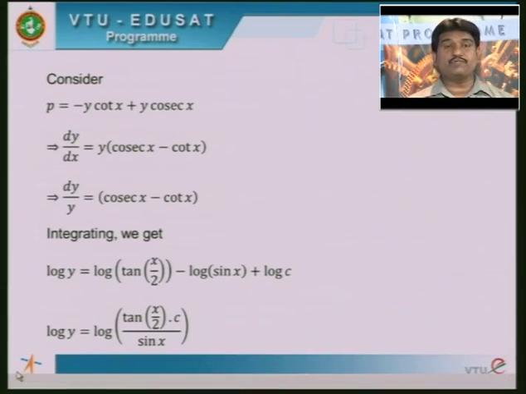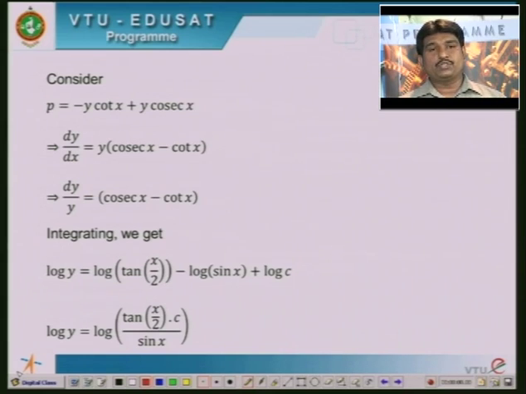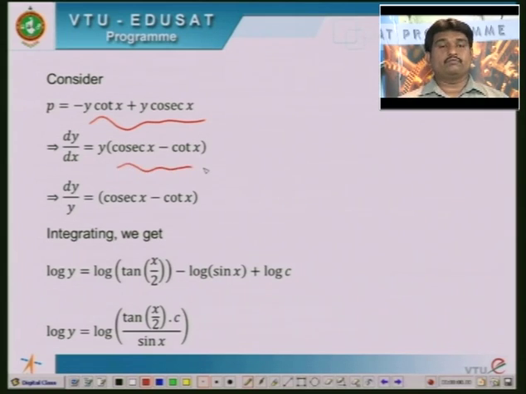Consider the first factor. p equals minus y cot x plus y cosecant x. Take y outside, it becomes y into (cosecant x minus cot x). You can solve this differential equation using the variable separable method. Separate x and y terms. It is dy by y equals cosecant x minus cot x into dx. Now it is in separable form. Integrate it.